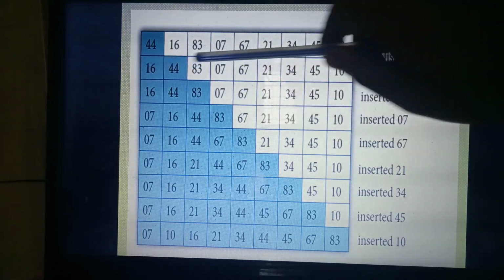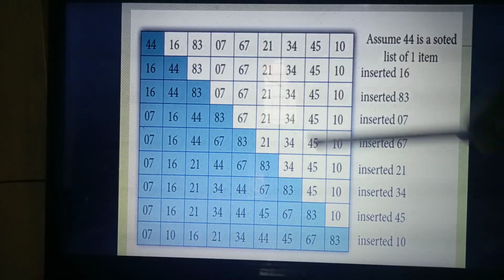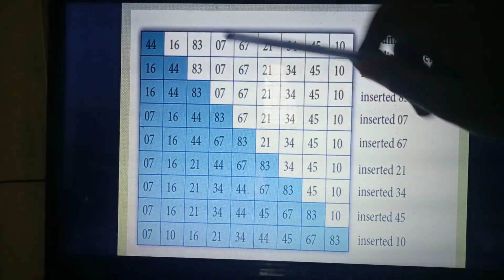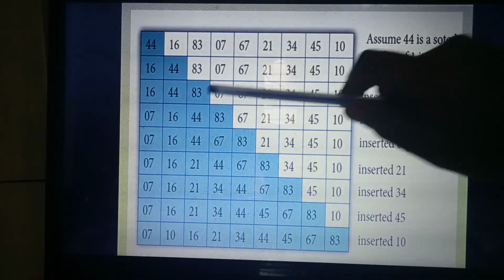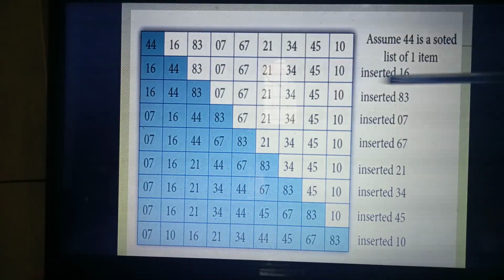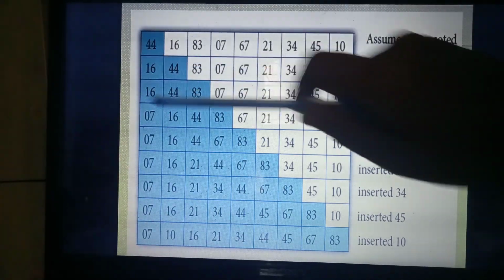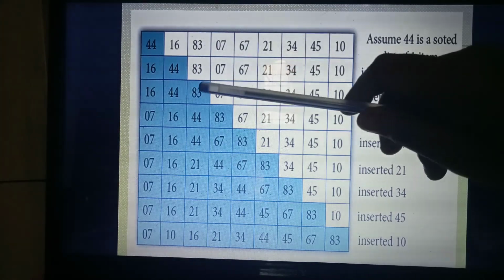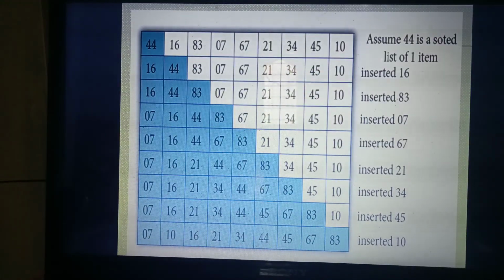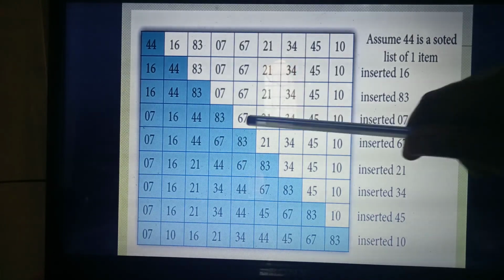Then you need to compare the third. Likewise, step by step you need to come. Compare the third: 16, 44, 83. Which element are we inserting in the third position? 83. So already it is sorted. Isn't it? 16, 44, already it is in order. So no need to sort. Understand?